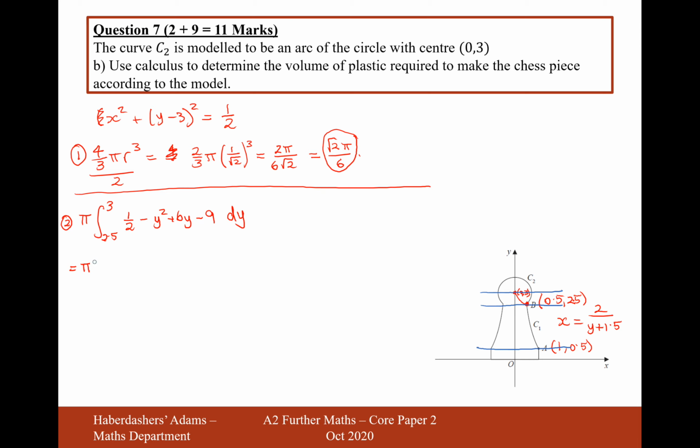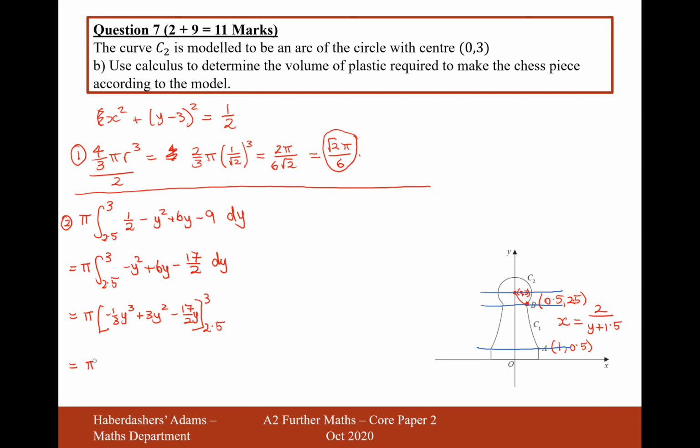So the integral is pi times the integral from 2.5 to 3 of minus y squared plus 6y minus 17 over 2 dy. Let's now integrate it, so it's going to be equal to pi times minus a third y cubed plus 3y squared minus 17 over 2 y, between the boundaries of 2.5 and 3.